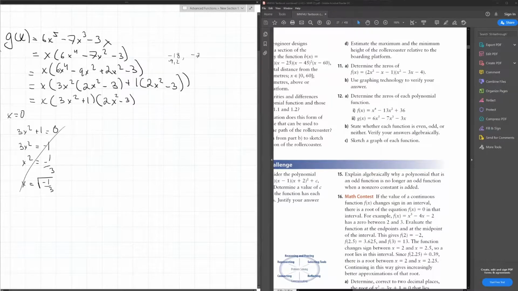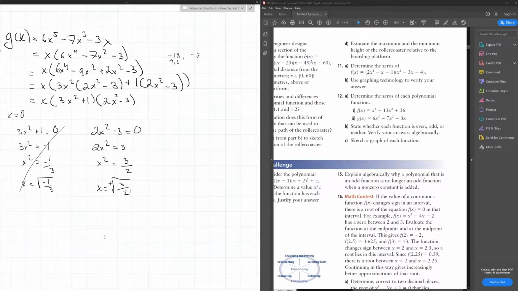Then we have 2x^2 - 3 = 0. 2x^2 = 3, x^2 = 3/2, x equals the square root of 3/2, plus and minus. That's what we have as our roots for now. Let's go on.